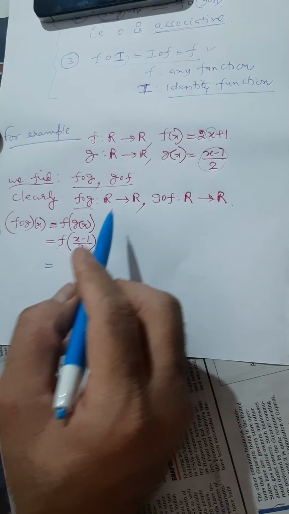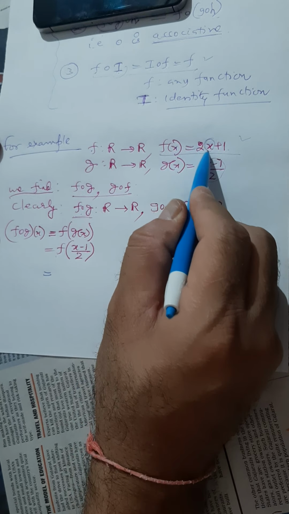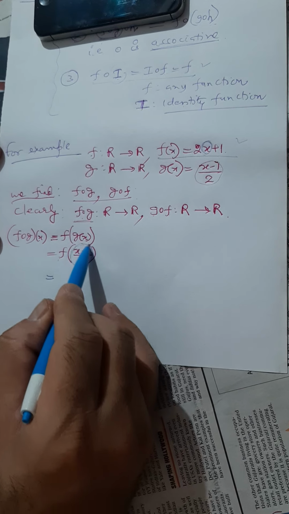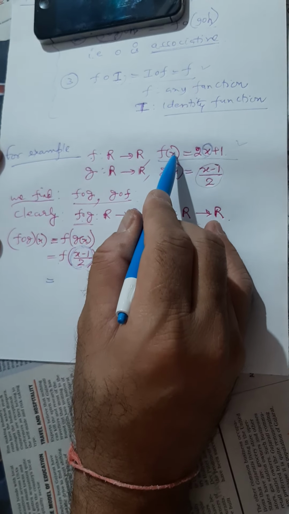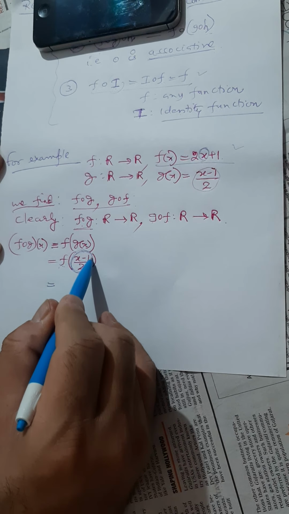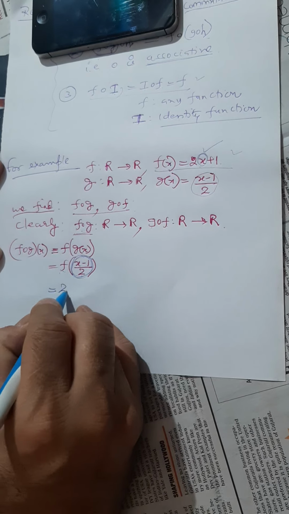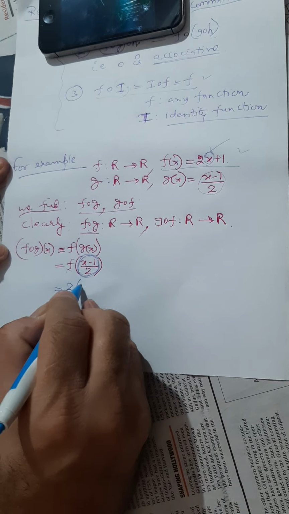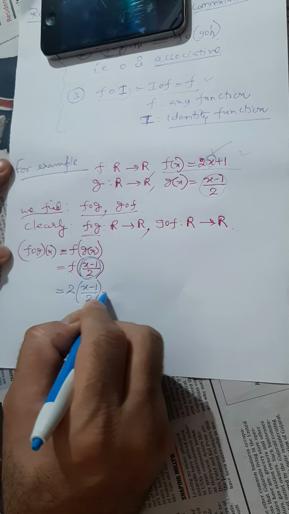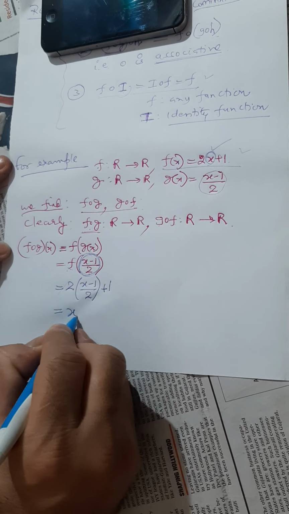Or in another language, in the formula of the function, x is replaced by this entire bracket, because here inside the bracket you have x. So in the formula of f, x is replaced by this much. So 2 into x is replaced by this inner expression, x minus 1 by 2 plus 1. 2 will get cancelled, 1 will get cancelled, so we'll get just I.